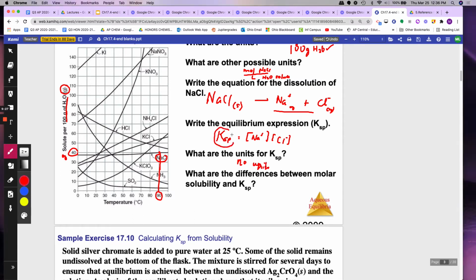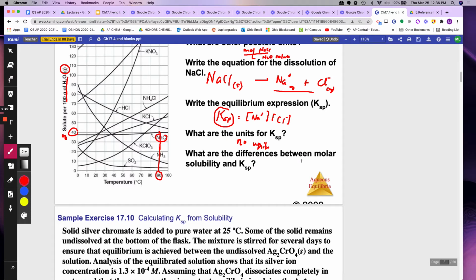What are the differences between molar solubility and Ksp? Molar solubility is this number right there in brackets. Whatever that number is, it's the molar solubility of Cl-. Whatever this number is, it's the molar solubility of Na+. When you multiply them together, then that's the Ksp.